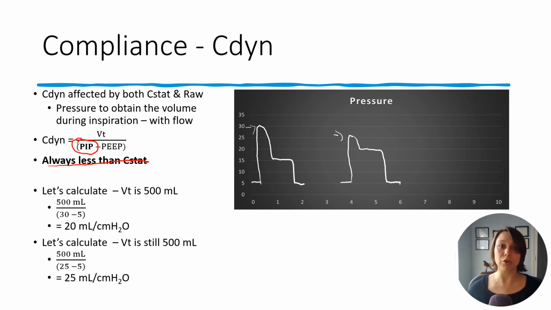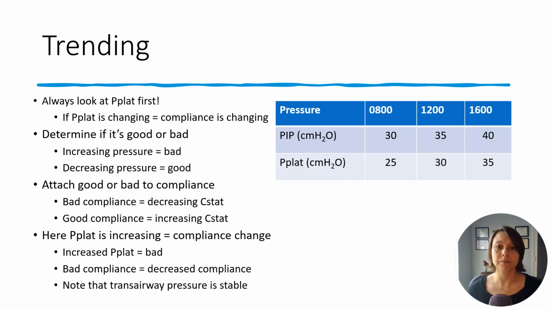We need to actually look at static compliance with dynamic. And so we often look at trending. So this is our first example of trending. When we say trending, we are looking at values over time and seeing how they change and what that could possibly mean. It may give you pressures or it may give you the compliance numbers. We're going to start by looking at pressures. And so you can see that I have time and I have PIP and I have plat.